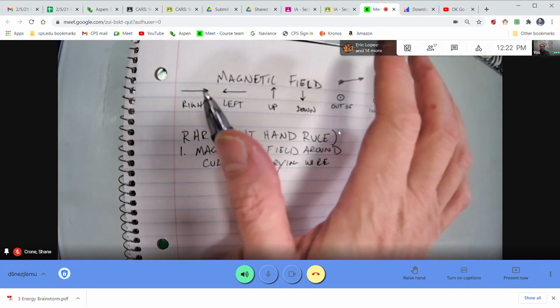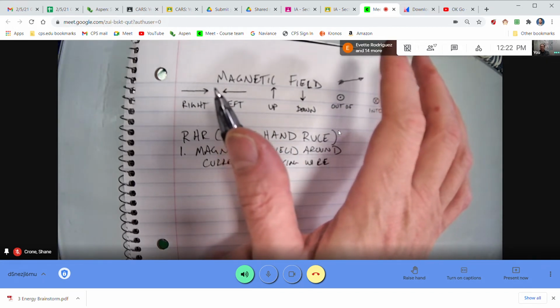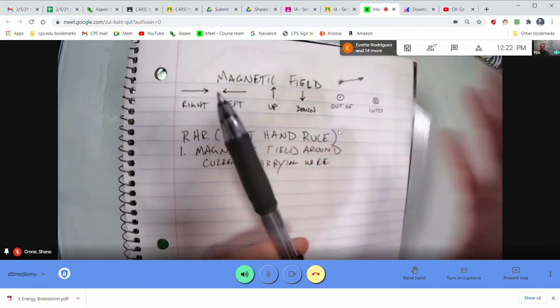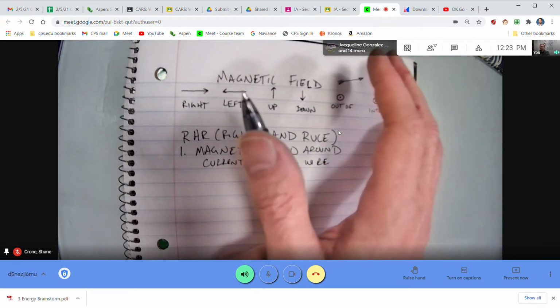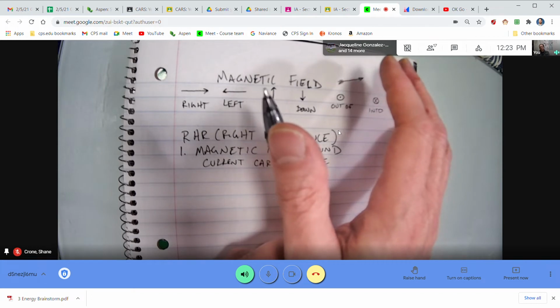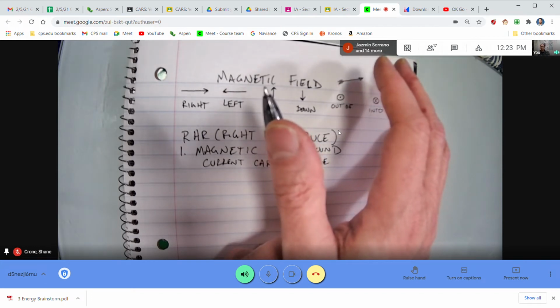And remember, current is based on the direction of the positives, right? That's a little bit of a strange thing that we all have to get used to. We base everything on the direction the positives are moving, even though that's not actually what's happening.